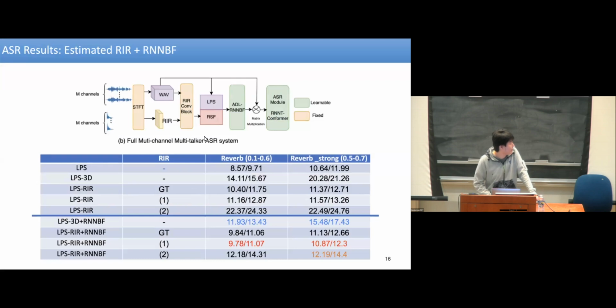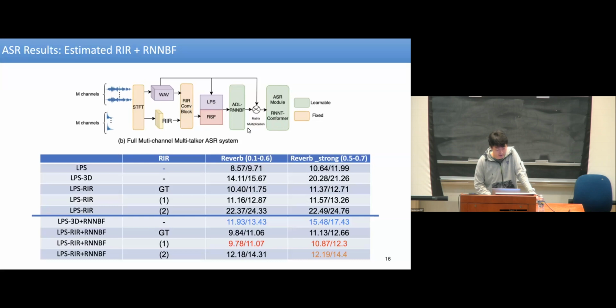Luckily, we have some remedy, that is the RNN beamformer. So we have this new diagram. For the first few modules, they are still the same: do the STFT transformation and do the RIR convolution to get the RIR-based spatial feature. But instead of sending this feature directly to your ASR module next, we insert a deep learning based RNN beamformer. This beamformer will take this feature as input, and it will output the beamformer weights for your target speaker.